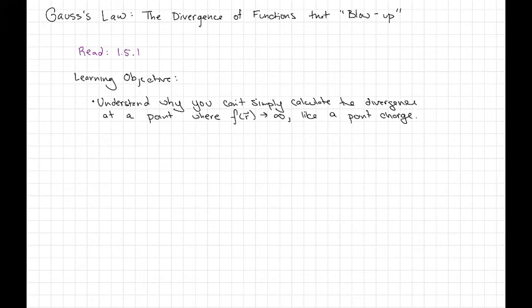Okay, in this lecture we're going to talk about what happens when you try to calculate the divergence of functions that blow up, or basically go to infinity or negative infinity at a point. And so the learning objective is to understand why you can't simply calculate the divergence at a point where it blows up. Like you can't, for example, at a point charge.